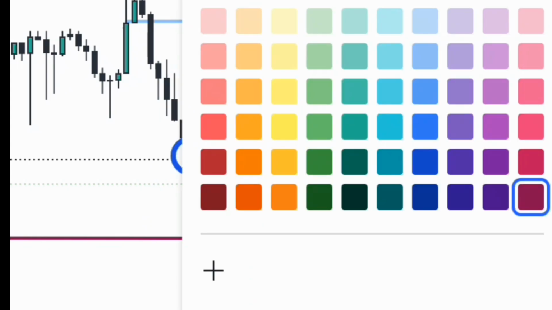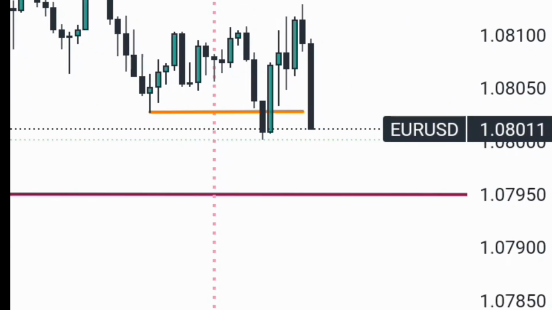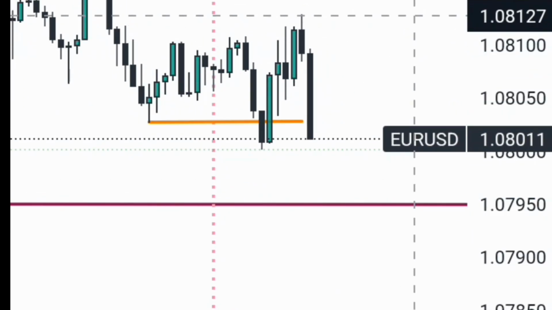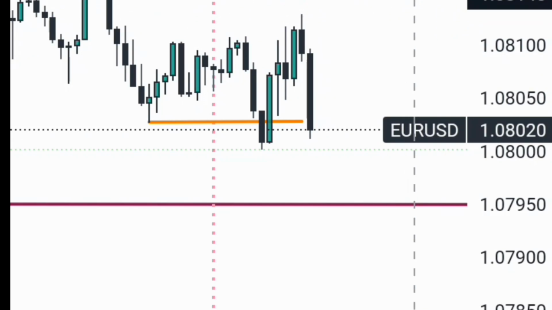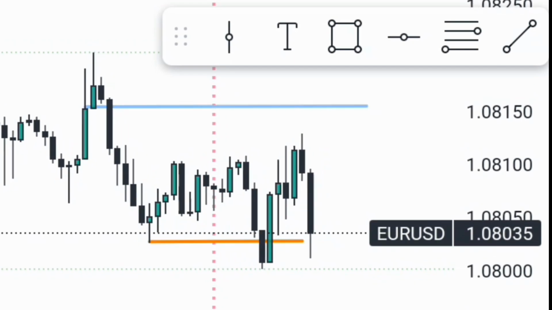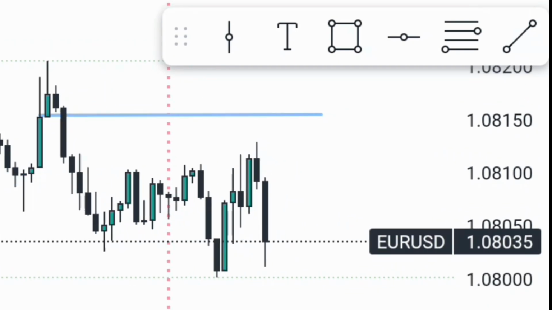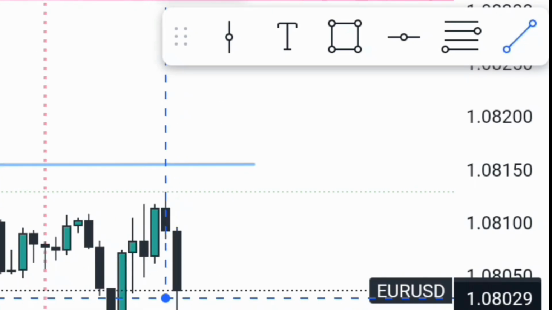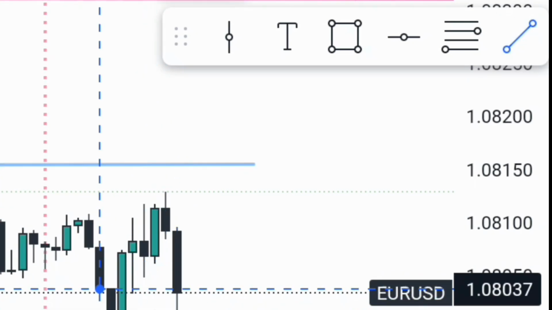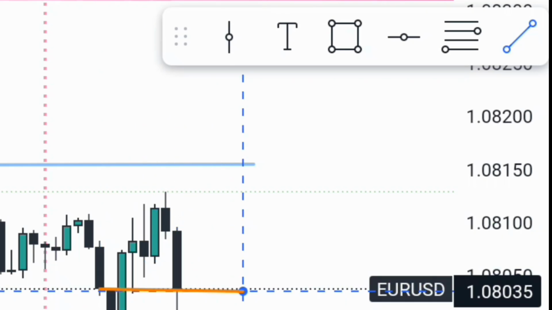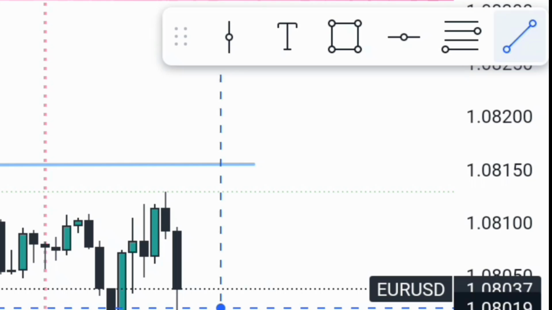I think we should change that up to something better. As you can see, guys, we have barely touched this order block. I would anticipate for price to touch that. And also, this is our ICT silver bullet time window. There's an order block there.